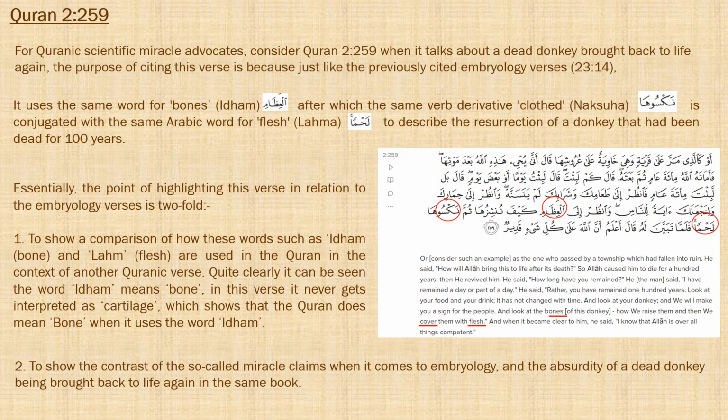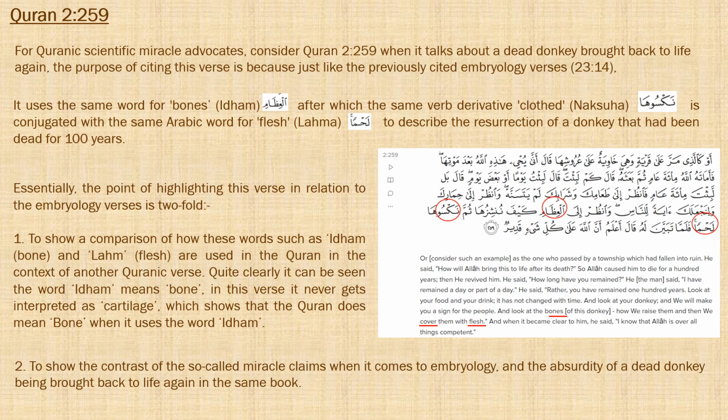The Quranic scientific miracle advocates consider Quran 2:259 when it talks about a dead donkey brought back to life again. The purpose of citing this verse is because, just like the previously cited embryology verses, it uses the same Arabic word for bones, izam, after which the same verb derivative, clothed, naksuha, is conjugated with the same Arabic word for flesh, lahma, to describe the resurrection of a donkey that had been dead for 100 years.